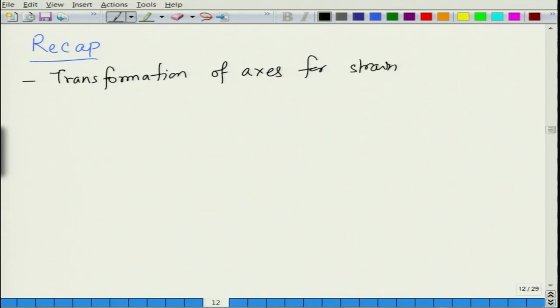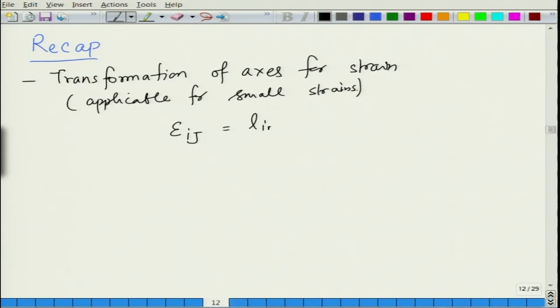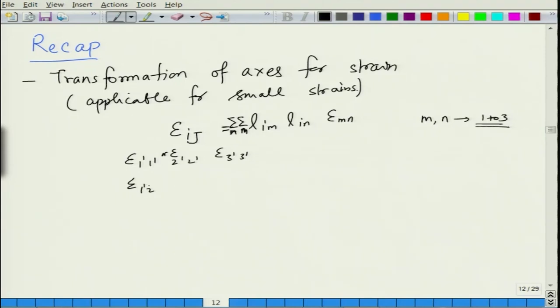For a strain, with the caveat that this is applicable only for very small strains, the relation was you can calculate epsilon ij is equal to l_im l_jn epsilon mn. So you can include summation over m and n, and m and n will vary from 1 to 3. So this is how you can calculate strains like epsilon 1' 1', 2' 2', or epsilon 3' 3'. You can also calculate epsilon 1' 2', epsilon 2' 3', and epsilon 3' 1'.